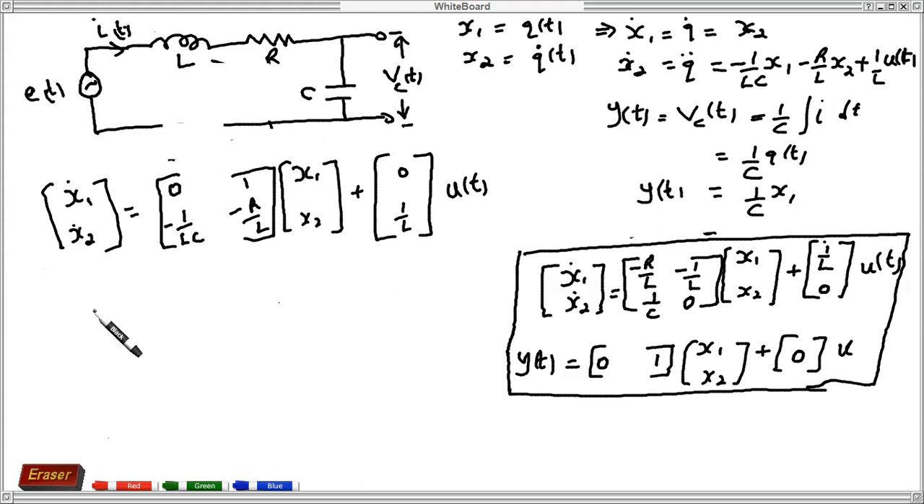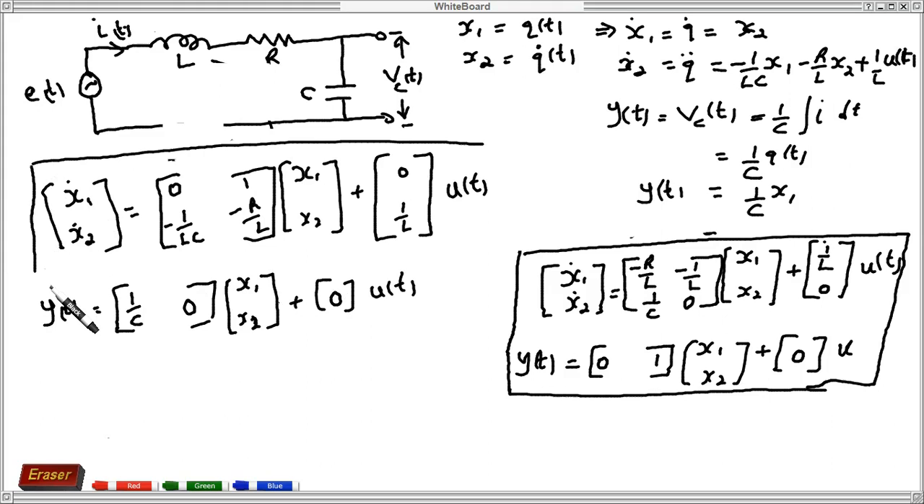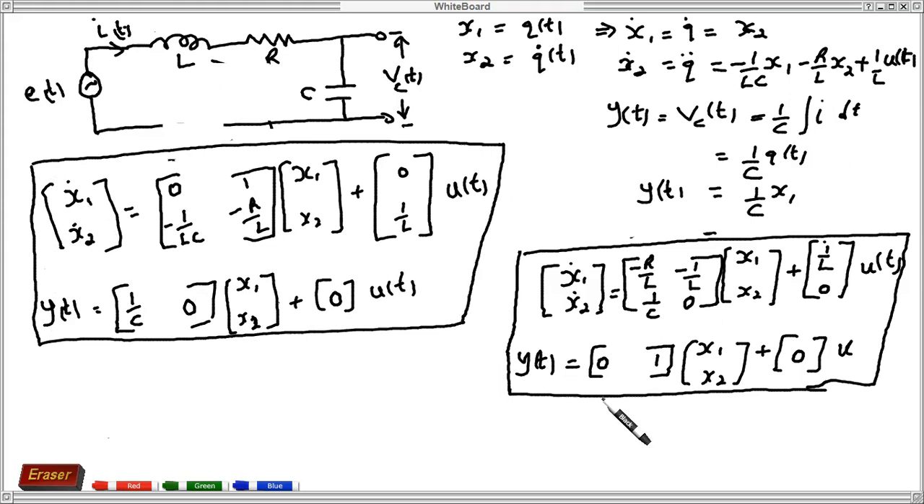but it's 1 over L for our input. Then our output y of t can be written as a matrix C multiplied by the state vector x1, x2, plus the matrix D multiplied by u of t. Our y of t has been defined as 1 over C x1. So for x1 it is 1 over C, and for x2 it is 0. It doesn't have the input part, which means D is 0. So this becomes the second state space representation of our given system when we take q, or the charge, and its derivative as our state variable.